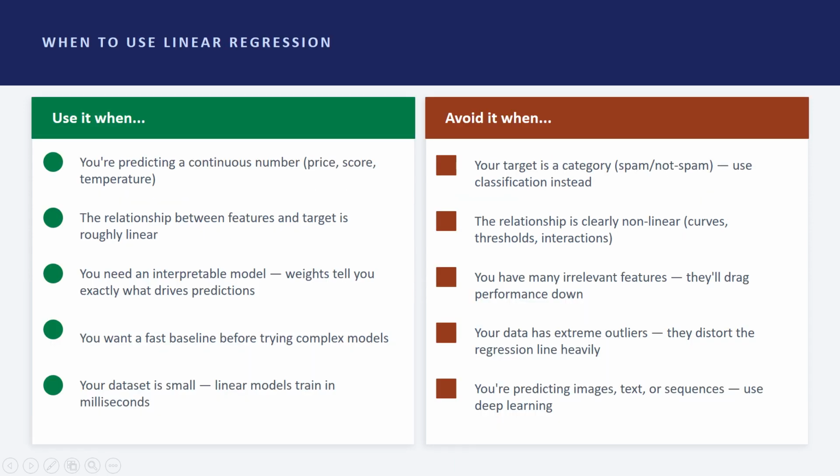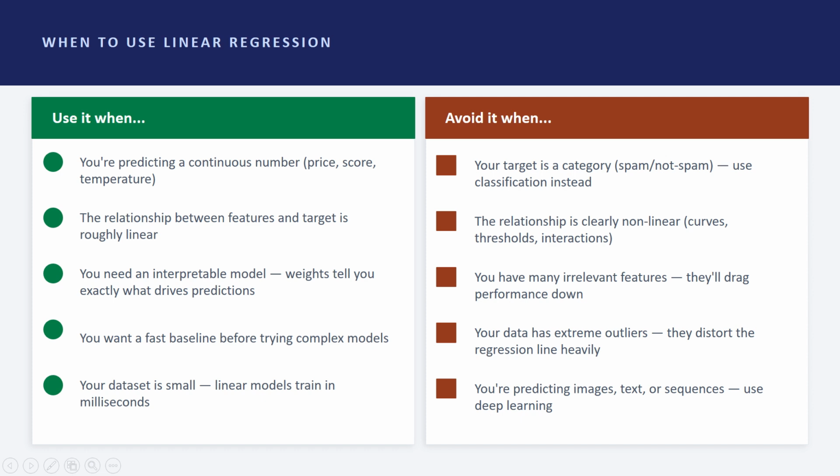Linear regression is the right tool when you are predicting a continuous number, the relationship between your features and the target is roughly linear, and you want an interpretable model that you can explain to a stakeholder. It's also ideal as a baseline. Before building any complex model, always train linear regression first. If your fancy neural network can't beat it, something has gone wrong.